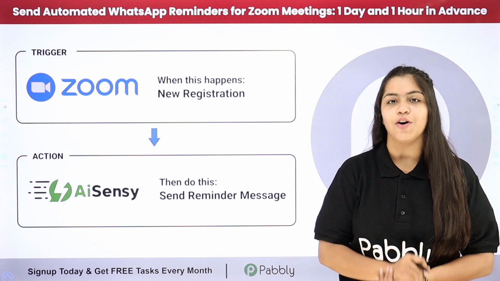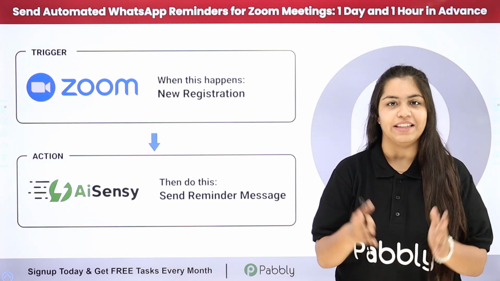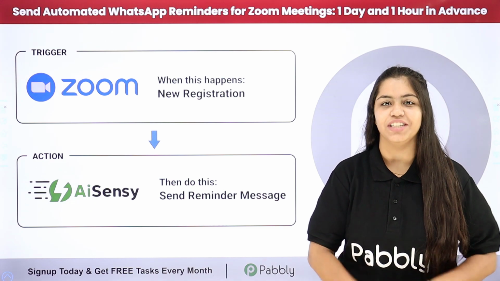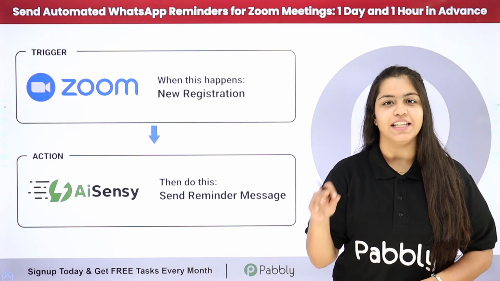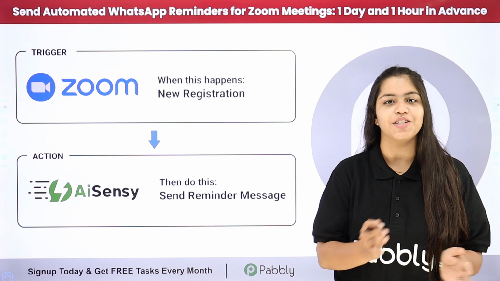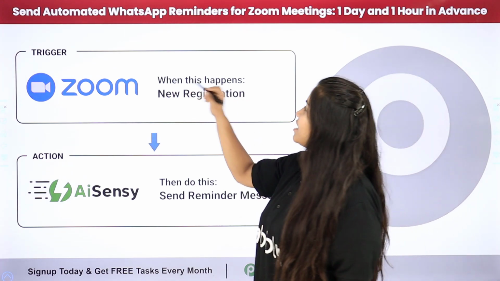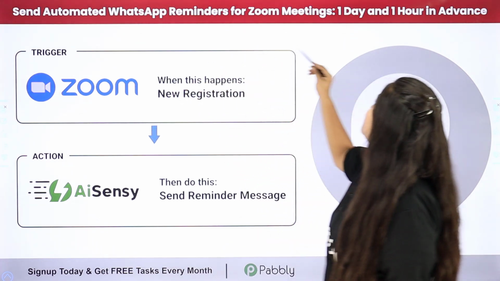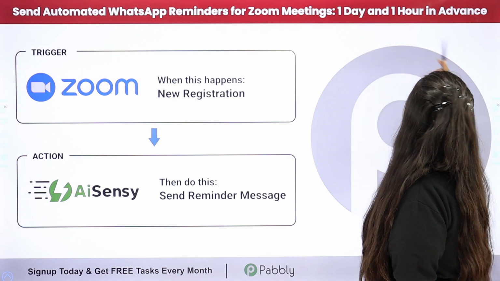So do you wish to send automated Zoom meeting reminders to all the registrants? Then this video is definitely for you. So hello all, welcome back to Pabbly Connect, and in this video we are going to understand how to send automated WhatsApp reminders for Zoom meetings 1 day and 1 hour in advance.